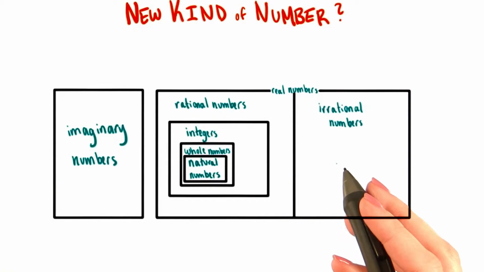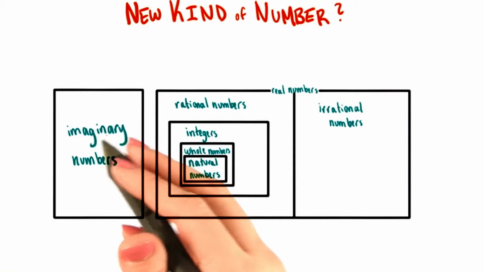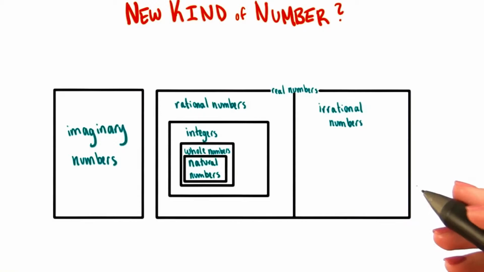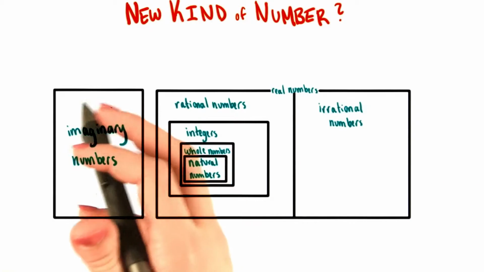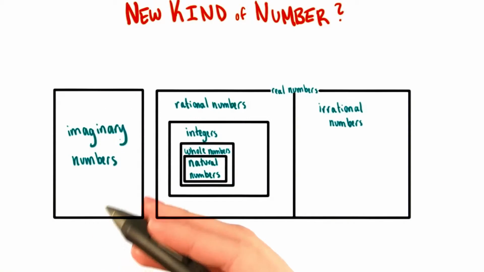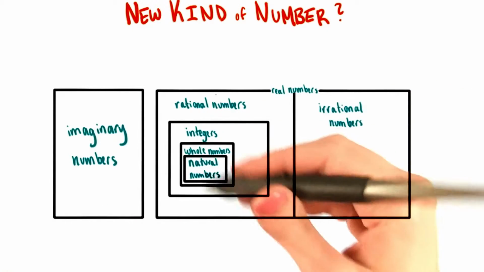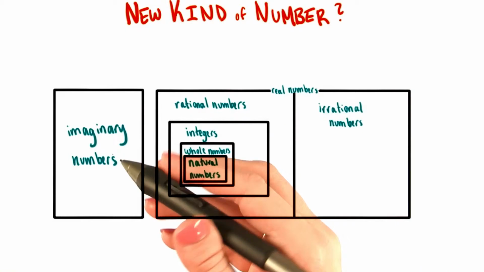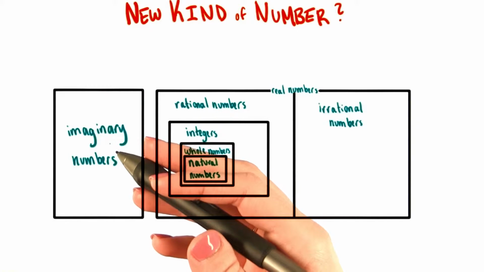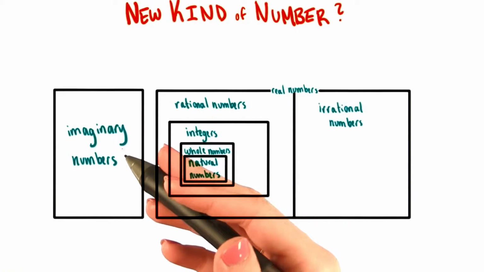We said that the square root of a negative number belonged outside of the portion of the diagram that contains the real numbers. So in this area over here. Now, since we don't have a name for this type of number right now, we need to come up with one. And since these numbers are not real, we might as well call them imaginary numbers.